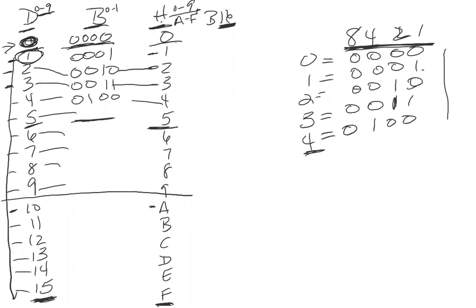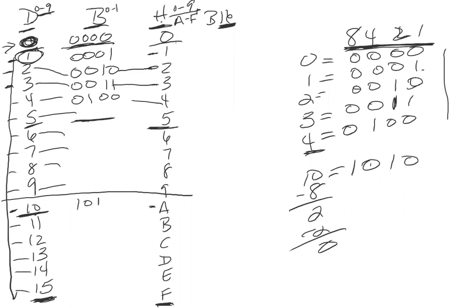Now the more challenging part would be, what about when we get up to 10? Well, the same situation here. You have 10. You can subtract 8, so we want a 1 here. We have 2 left over, so we can't subtract 4, but we can subtract 2, so we put a 1 there. We end up with 0. So now it's 1, 0, 1, 0.